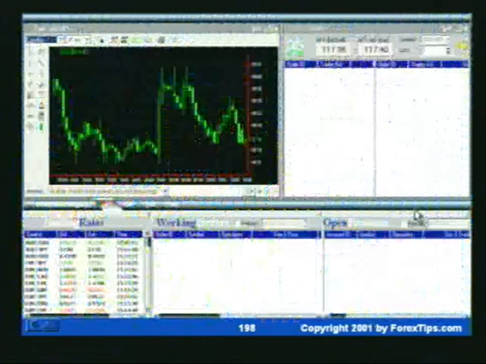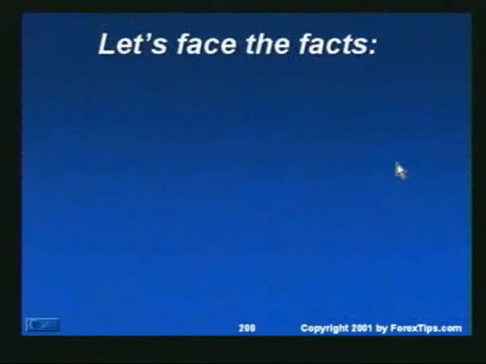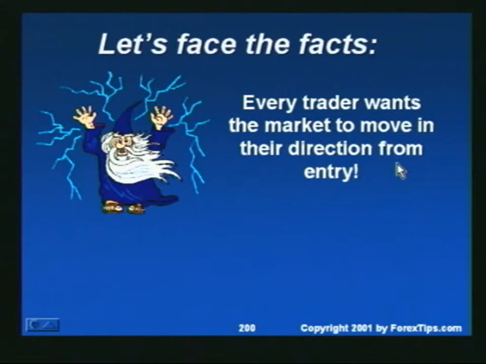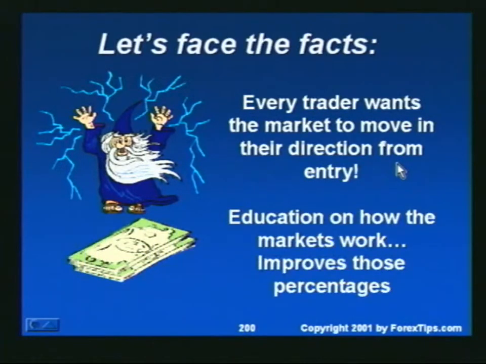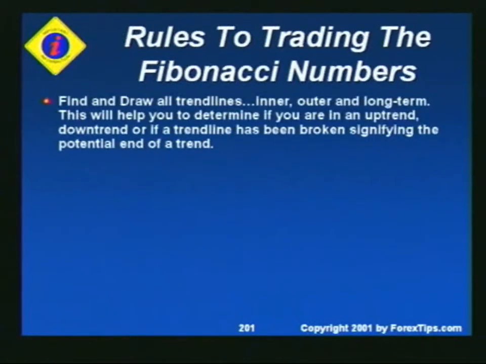Now, in this trading exercise, let's go look for a 786, 618 trend line convergence, just like we did in the other trading exercise, except in the opposite direction. Activate your software. Let's face the facts. Every trader wants the market to move. Education should move that market in our direction, or at least put us in a high probability of success if the market moves. And the rules are exactly the same to trading a downtrend. It's just in the opposite direction.